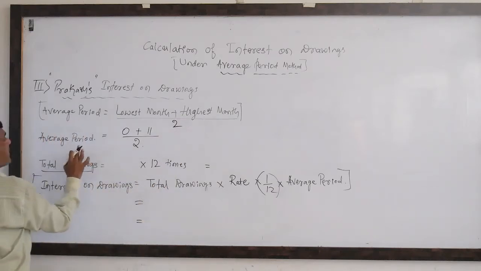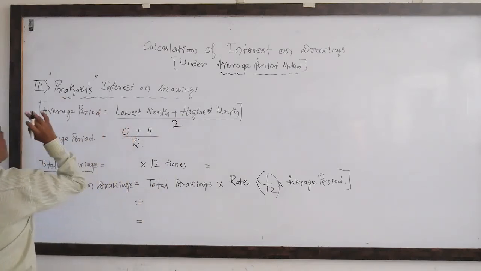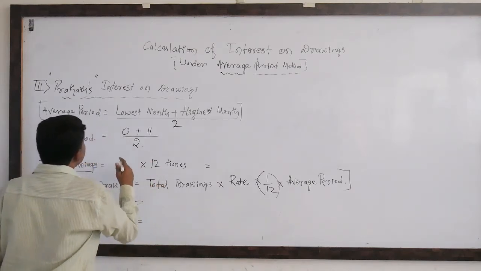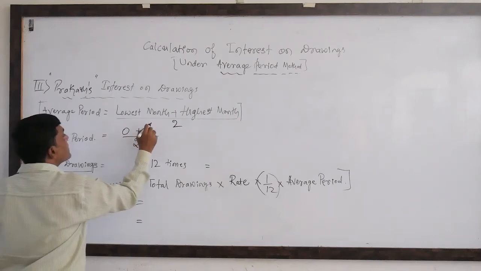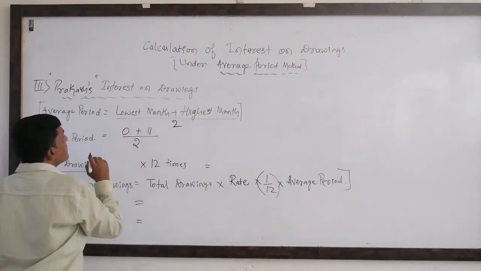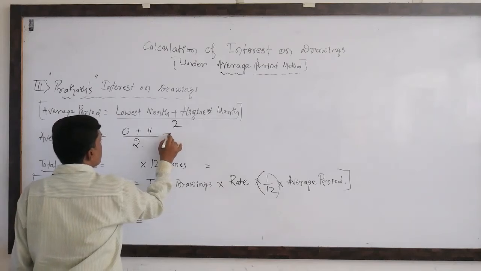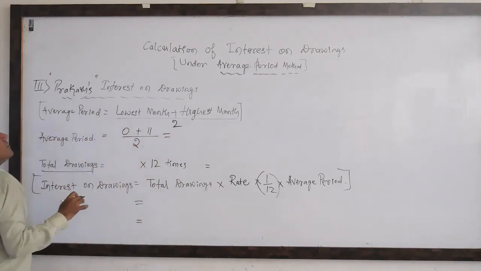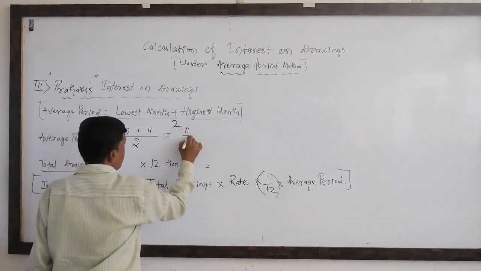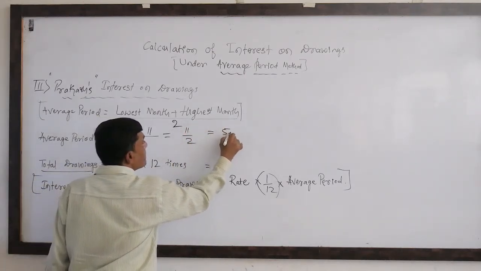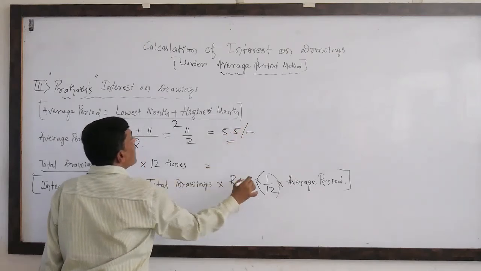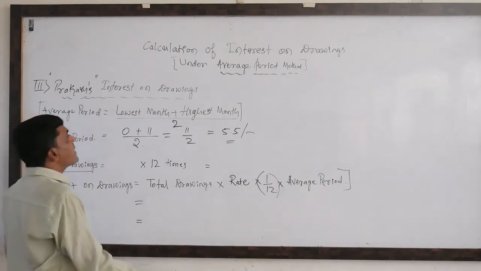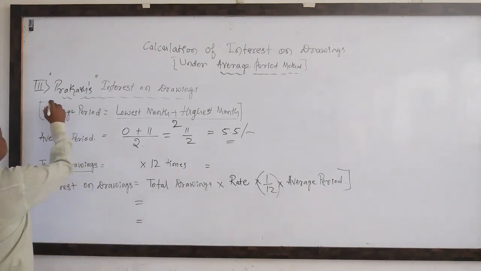So average period will be here. This partner has made his drawing at the end of every month. The last day of every month means the first month will be 0. The highest month will be 11 divided by 2. So divided by 2 means here we are ascertaining the average period. So now by simplifying this, we can get 5.5 as the average period for calculation of interest on drawings under average period method of Mr. Prakash.